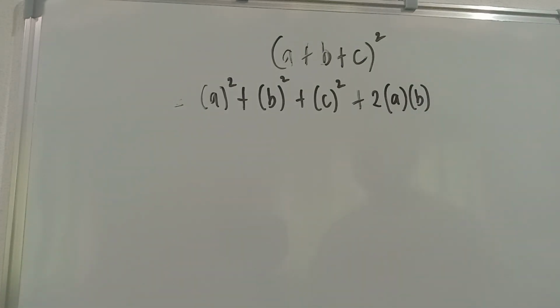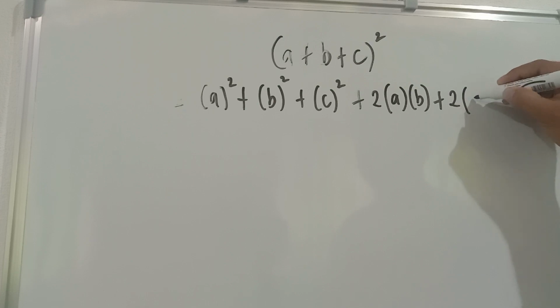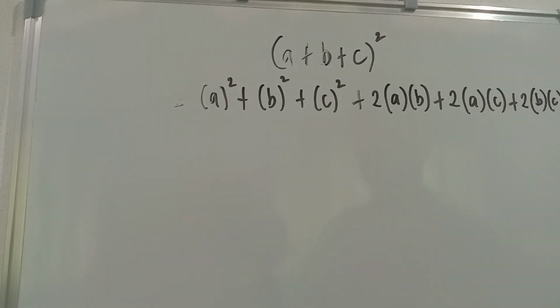Now next, we're going to multiply the first term and the last term and multiply it again by 2. We have 2 times a, the first term, times c, the last term. Next, we're going to multiply the second term and the last term and multiply it by 2. So we have 2 times b times c. And after this one, we're going to simplify.